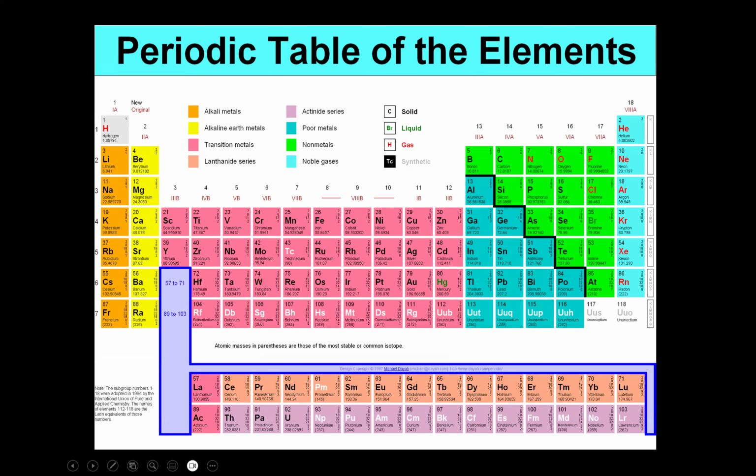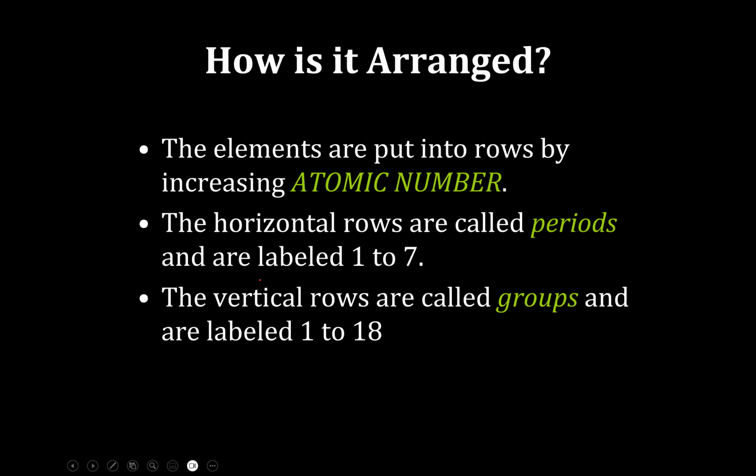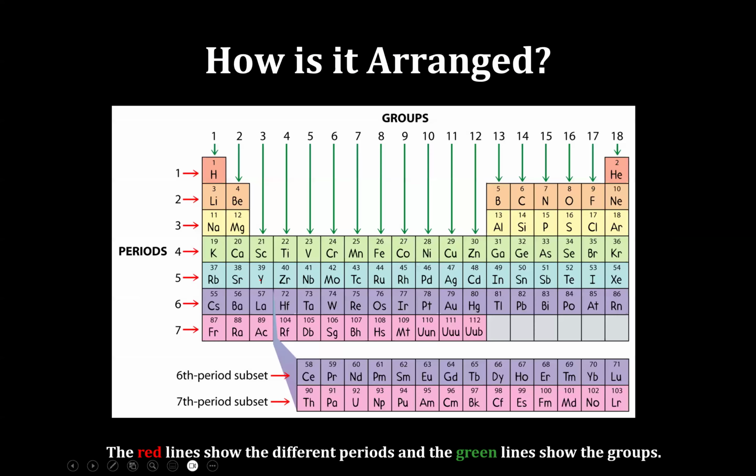All right, so let's understand more about how this periodic table is arranged. The elements are put in rows by increasing atomic number. The horizontal rows are called periods, labeled 1 to 7. And the vertical columns are called groups, labeled 1 to 18. Looking from top to bottom in each group, 1, 2, 3 to 18, each group is arranged in ascending atomic number.